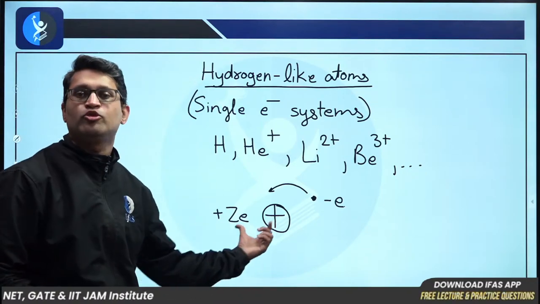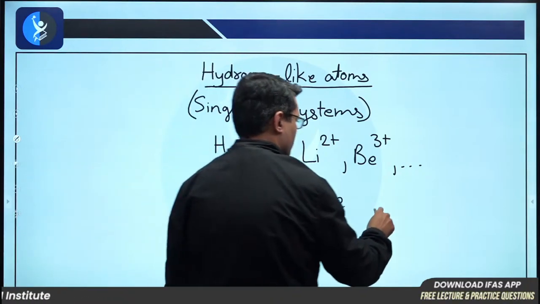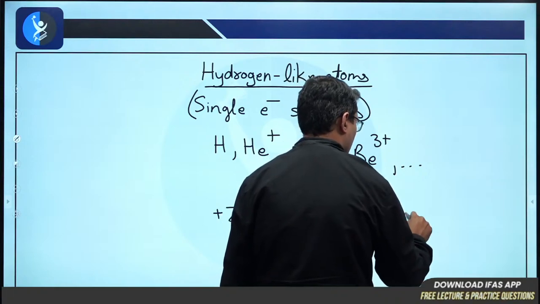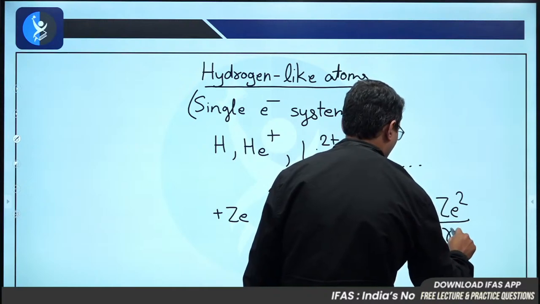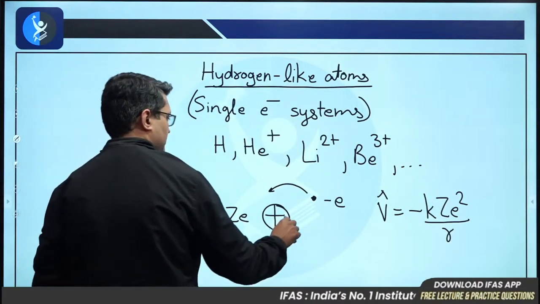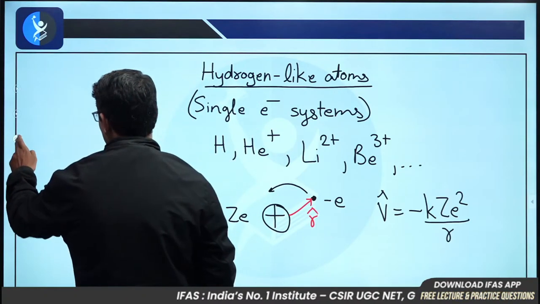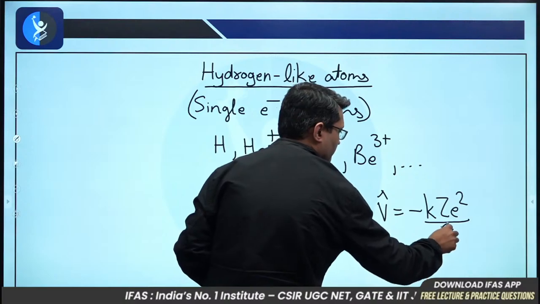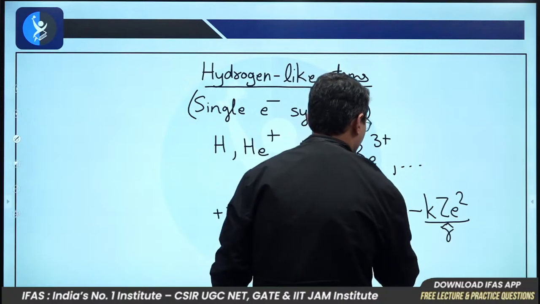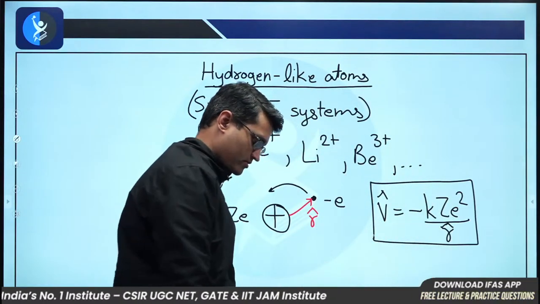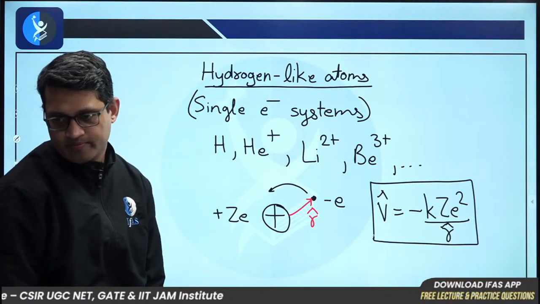Now if you have two charges, what is the electrostatic potential between these two charges? The electrostatic potential is given by V is equal to minus K into Z into e square upon r, where r is the distance between the nucleus and the electron. Is that clear? So this is the potential that we end up using in the Schrodinger equation in order to solve.